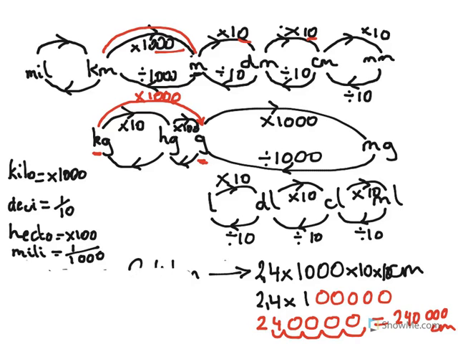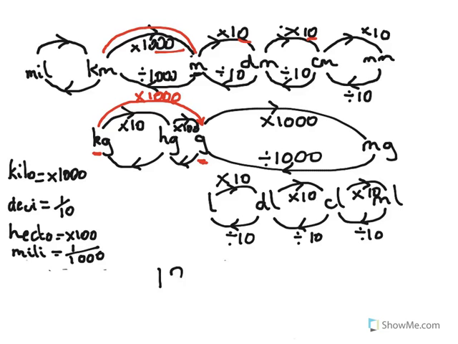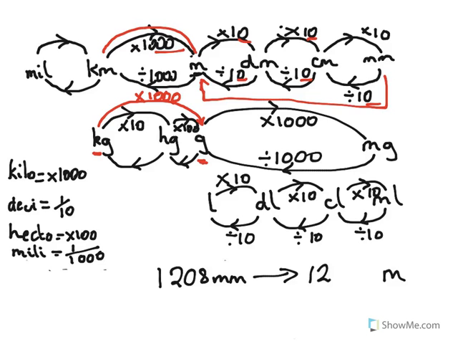What about going backwards then? Well, let's take another length measurement here. Let's say that we have 1,208 millimeters, and we would like to know what that is in meters. Well, to go from millimeters to meters, we look at the number of zeros we have. 1, 2, 3. That would take us 3 steps back, from millimeters to meters. So I take my 1,208 and divide it by a 1 with 3 zeros.